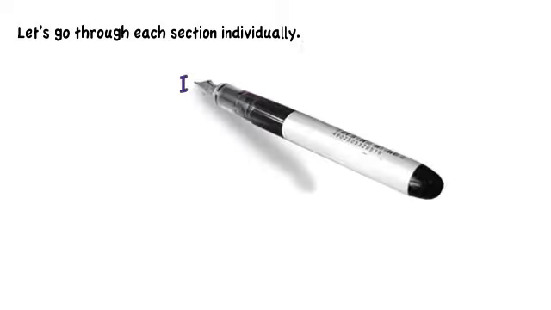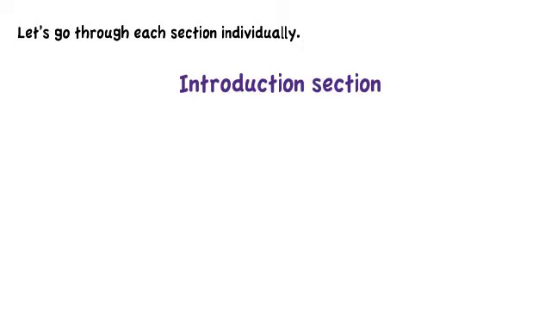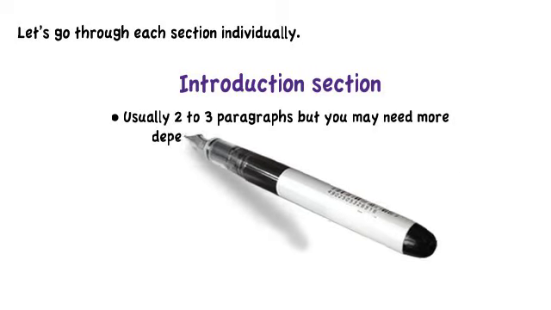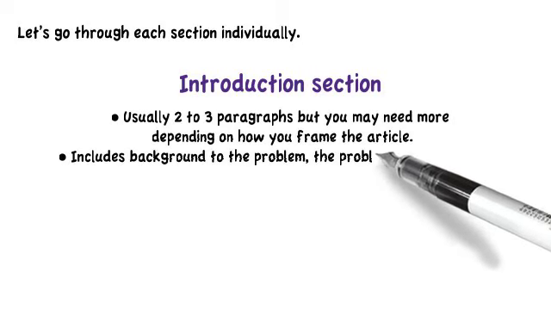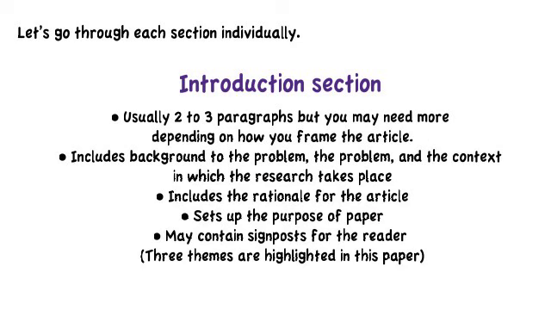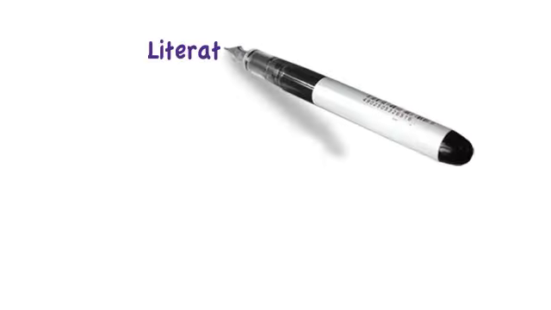Let's go through each section individually, beginning with the introduction. Now, the introduction is usually a couple of paragraphs, but this really depends on the targeted journal, your particular project, and maybe even your discipline. If you are writing a paper or framing a paper in a particular way, you might need more space. But in the introduction section, you would usually have the problem, purpose statement, and questions. So you would provide the background to the problem, the context in which the research takes place, and the whole argument you're trying to make is the rationale for this article and the purpose for this paper.